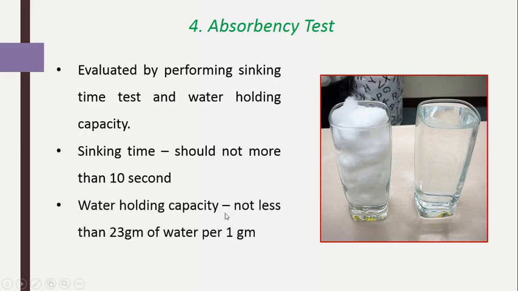So next, for the limit of water holding capacity, the sample absorbs not less than 23 grams of water per gram of the sample. So if you take 1 gram of absorbent cotton, it should absorb not less than 23 grams of water. If it does, it indicates that the surgical cotton is in a pure state. So this is about the absorbency test.